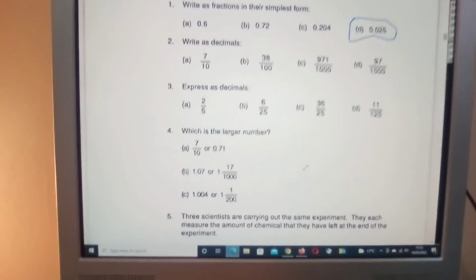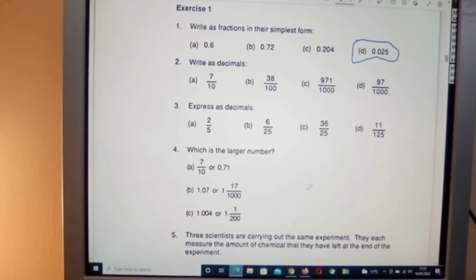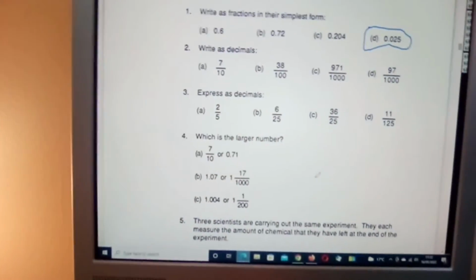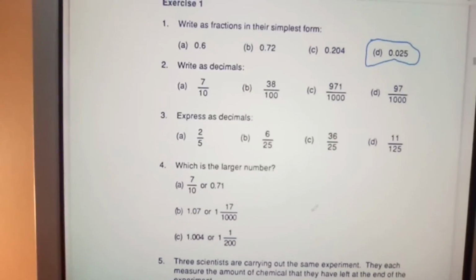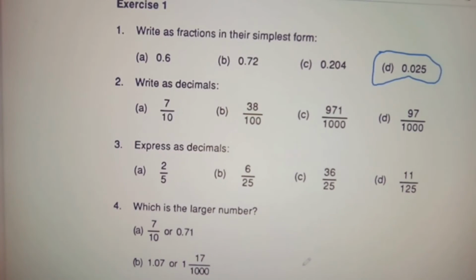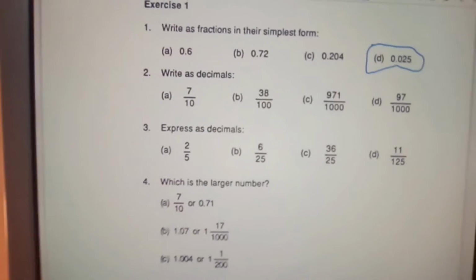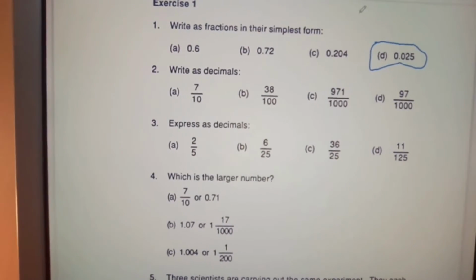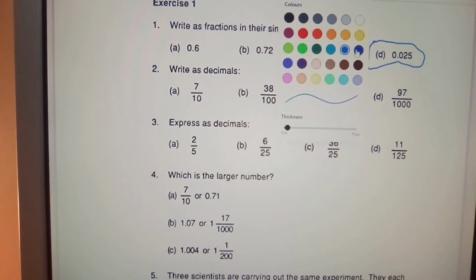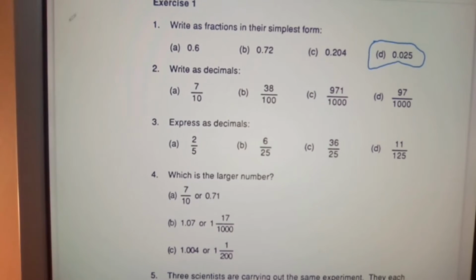Let me just bring this up a little bit. Okay. Good. So now let me change my pen again so I can get a different color to do the actual work itself. Let's go with this.